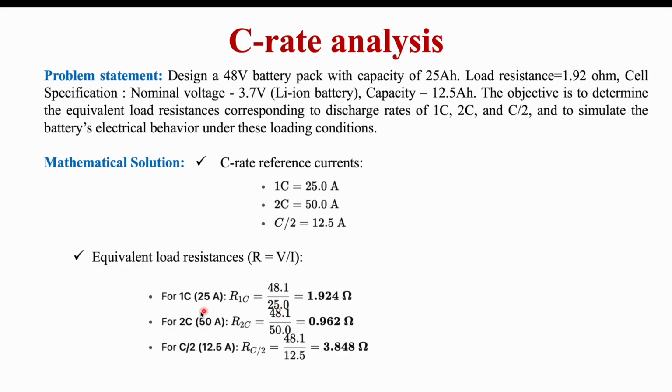So here you can see for the 1C section, it means the battery is completely discharged within 1 hour, and at that time the resistance value is 1.92. For the 2C, the battery takes only 30 minutes to completely discharge, meaning 100% SOC to 0% SOC, when the resistance will be 0.96. For C by 2, the battery takes almost 2 hours to completely discharge, and at that time the resistance will be 3.848 ohm. Now let's go ahead and implement this analysis in Matlab Simulink software.